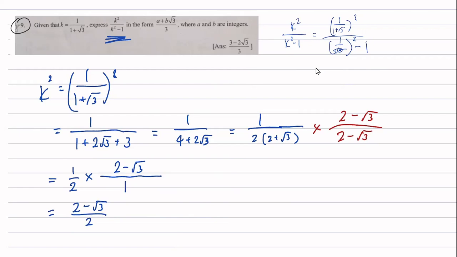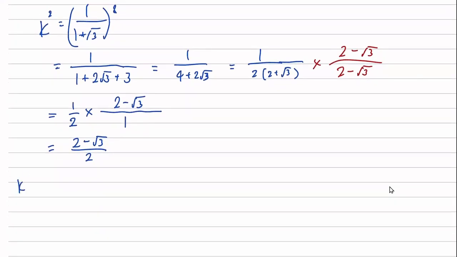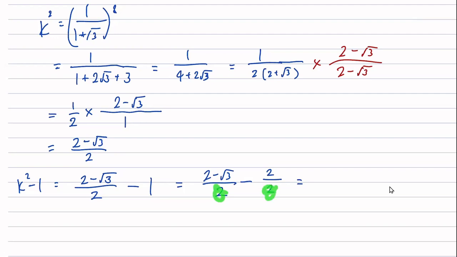Clear so far? Okay, good. K squared is not done yet. We still have k squared minus 1 in the denominator. So we are going to find out k squared minus 1. K squared minus 1 is just 2 minus root 3 over 2, I'll just use the simplified version, then minus 1. Make the denominator the same when you subtract fractions. So 2 minus root 3 minus 2, the 2 will cancel off. You're left with negative square root 3 divided by 2. Clear so far? Okay, so therefore we can answer the question, k squared over k squared minus 1.